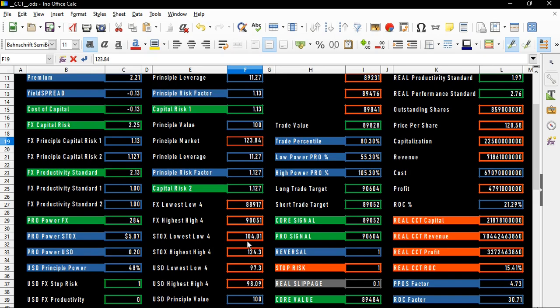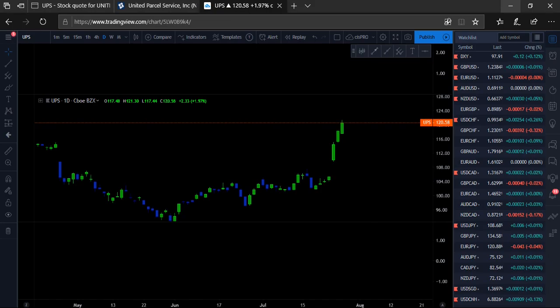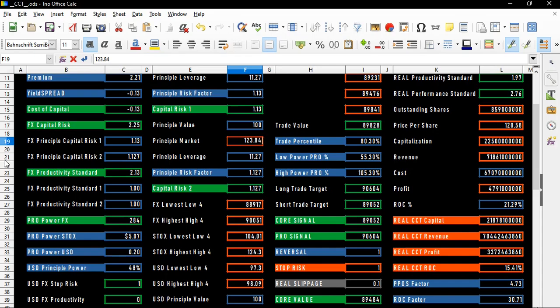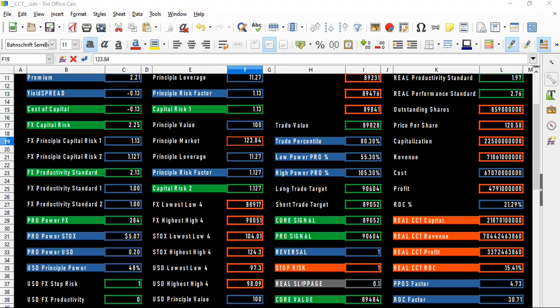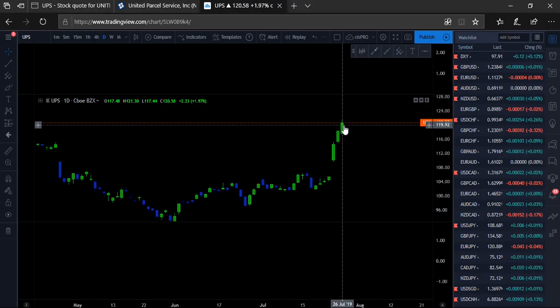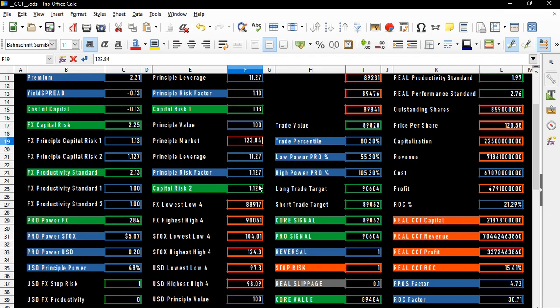And then I'm going to go to my STOX lowest low. All right, now my STOX is for the Stoxometer, the UPS stock. So I'm going to go to my UPS chart, and the lowest low of the last 4 days was 104.01. So I'm going to go right there, and I'm at 104.01. And then I'm going to look for the STOX highest high for the last 4 days. So I go to my chart, highest high, 121.30. I go back to my CIS, CCT, Pro Calculator, and I put in that 124.30.